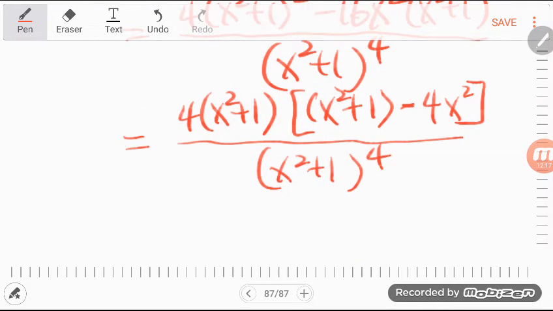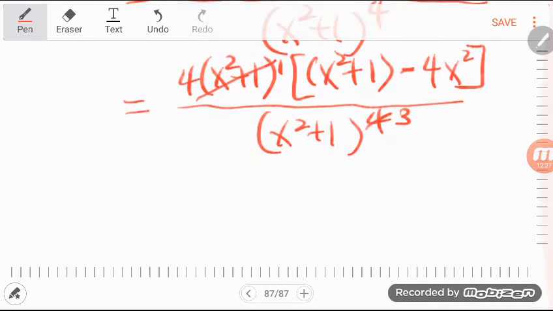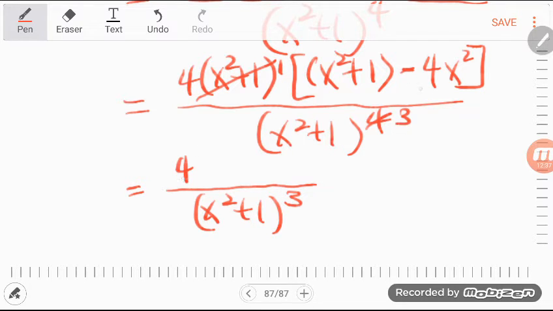Okay, and this is pretty nice because I have x squared plus 1 here, and I have x squared plus 1 at the bottom, so that becomes 1, and this becomes 3. So almost done here. This is x squared plus 1 to the power of 3, and I have 4 on the outside, and in the inside, x squared plus 1 minus 4x squared, I would have minus 3x squared plus 1. Yay, we're done. So that is my expression for my second derivative.